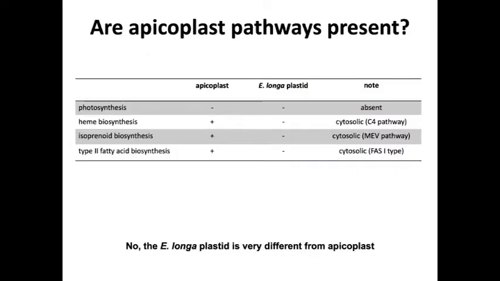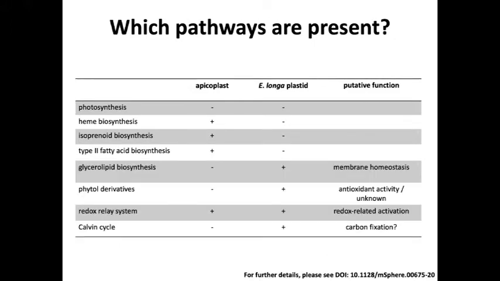So to cut the long story short, obviously there is no photosynthesis in Euglena longa, but surprisingly, we neither found the typical pathways of the apicoplast, which are the synthesis of isoprenoids and fatty acids, and all these pathways localize in the cytosol. So there are parallel pathways that took over the function after the loss of photosynthesis.